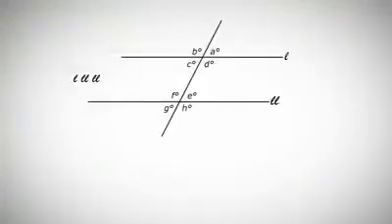Now let's take a look at an example that illustrates these concepts. We have two parallel lines, line 1 and line 2. These two parallel lines are intersected by a third line, and that intersection creates two sets of equivalent angles, labeled A, B, C, and D, and E, F, G, and H. Let's answer some questions about these angles.